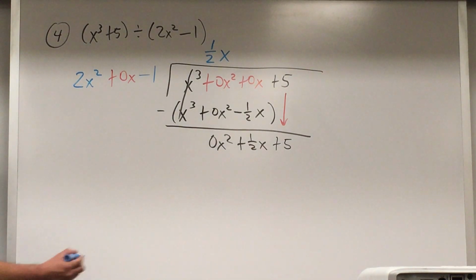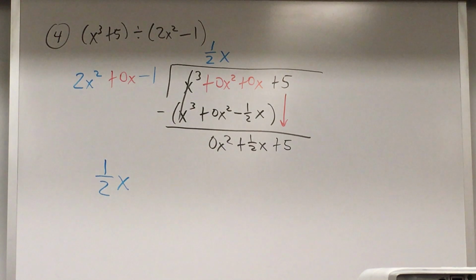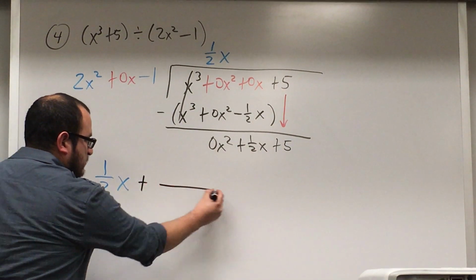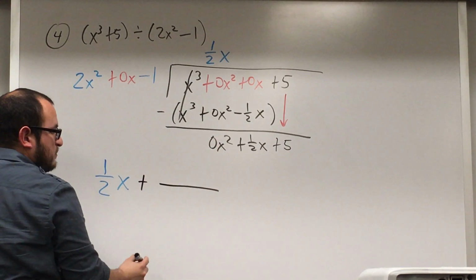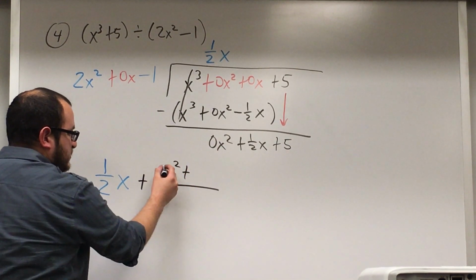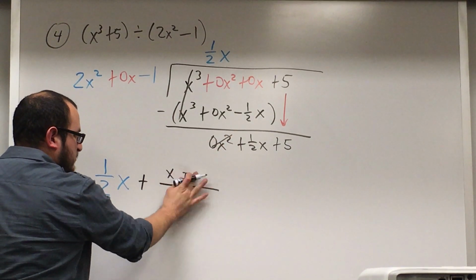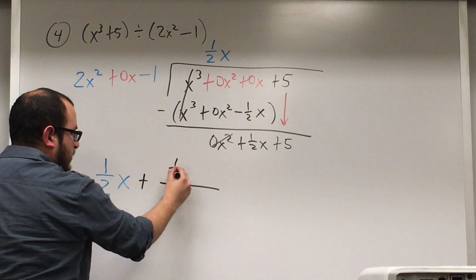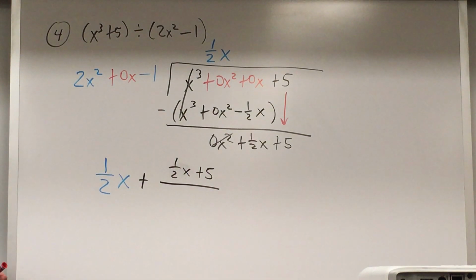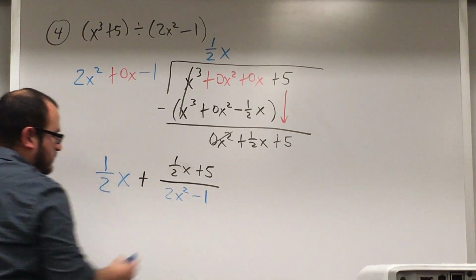All right, so we have 1/2 x plus our remainder, which is 0x squared plus 1/2 x plus 5. You don't have to write the 0x squared because it's gone. So I'm just going to write 1/2 x plus the remainder of 1/2 x plus 5 over 2x squared minus 1.